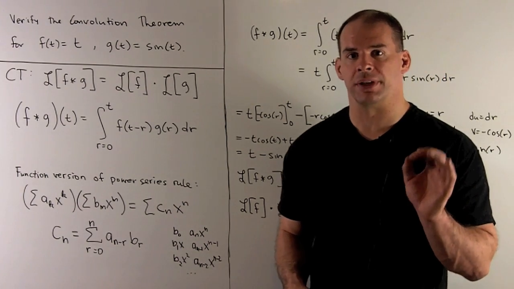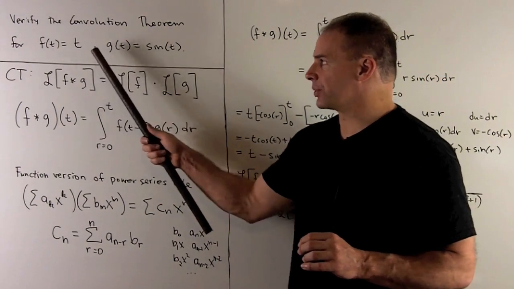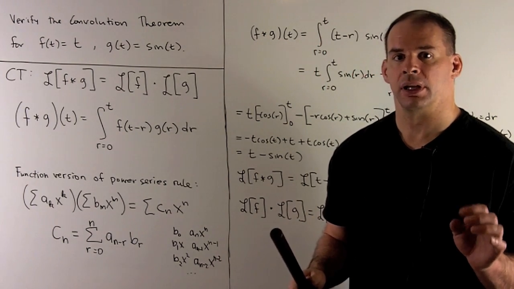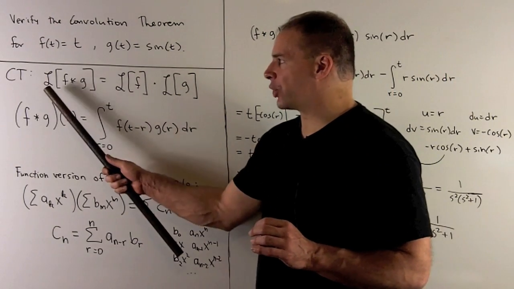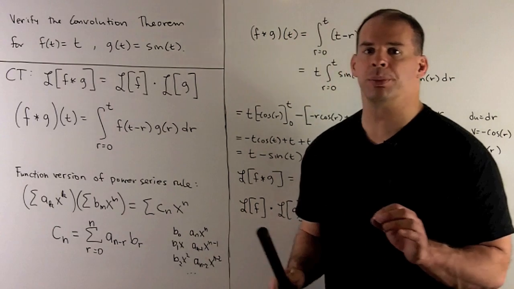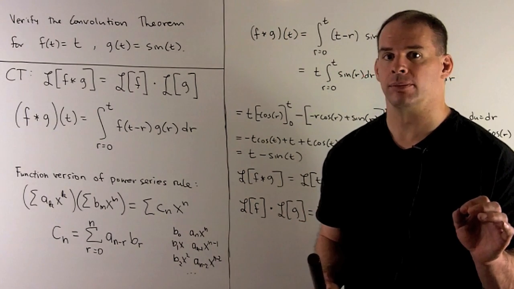Verify the convolution theorem for the Laplace transform for the functions f of t equals t, g of t equals sine of t. Now, the convolution theorem states that if I take the Laplace transform of the convolution of f and g, it's going to be equal to the Laplace transform of f times the Laplace transform of g.